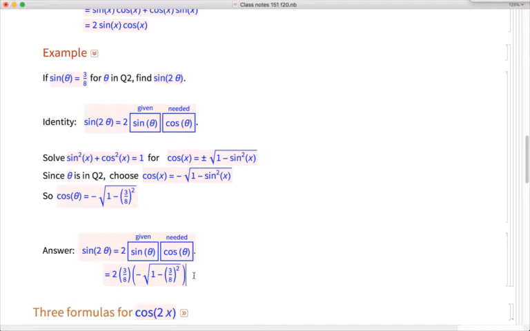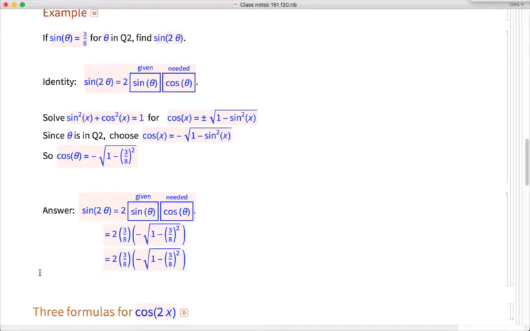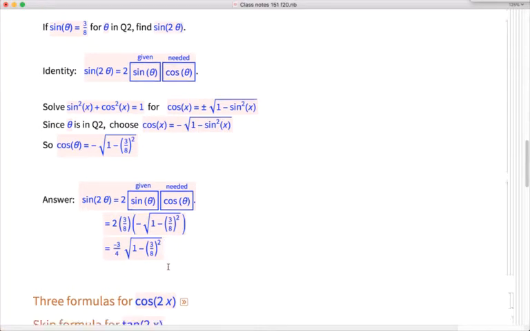Right, so we weren't really asked to simplify, so we could probably just leave it like that. I will simplify it just a little bit. The 2 and the 8 cancel down to 4. And I'll put the minus sign out in front. I think that'll look a little bit better. And then I won't bother trying to simplify down the radical at all. I'll just leave it like that.